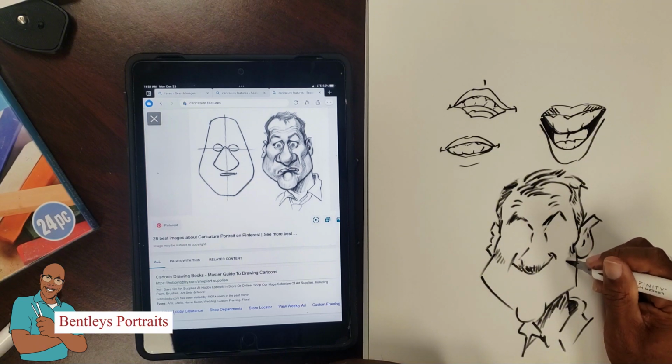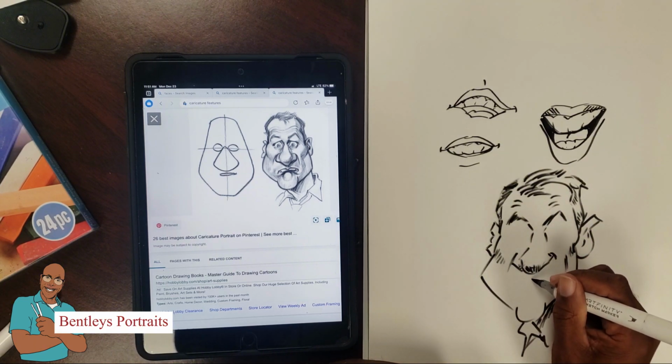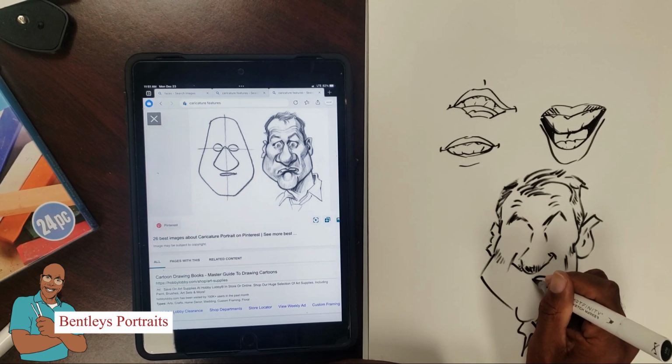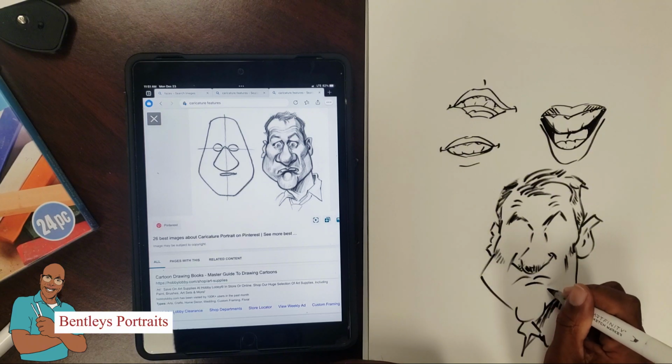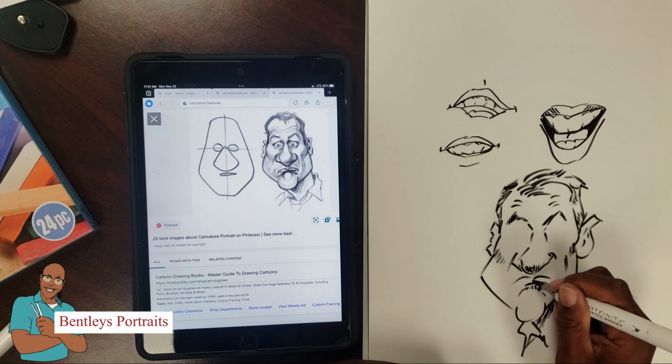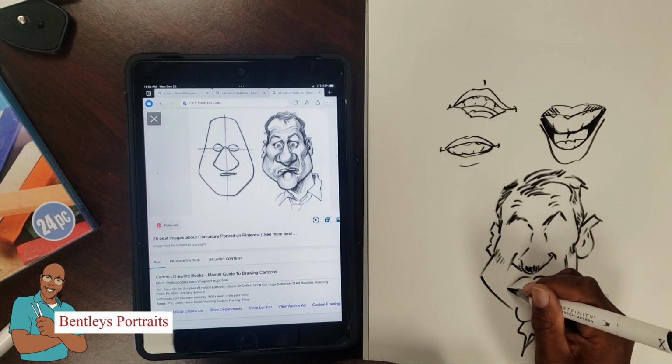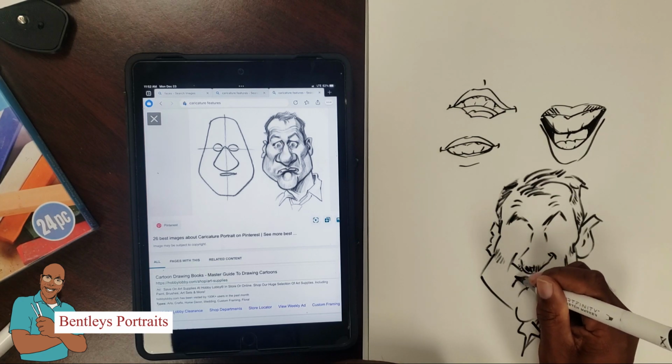Growing up, I used to read a lot of Mad magazines, and so I was always a fan of how the Mad artists drew for the magazine. They all kept that same type of style even to this day.